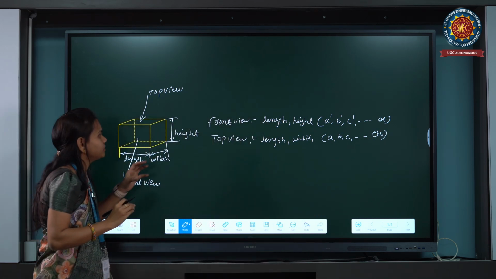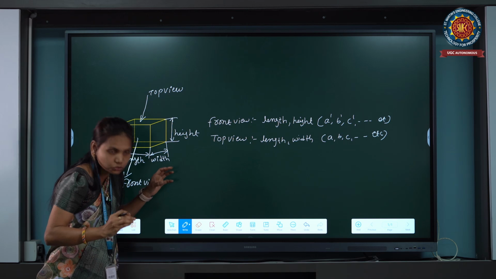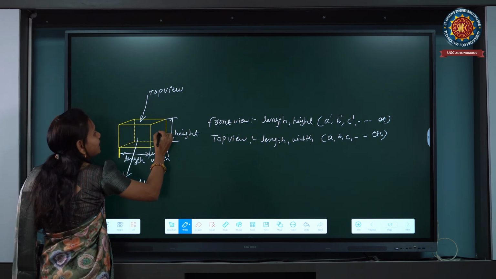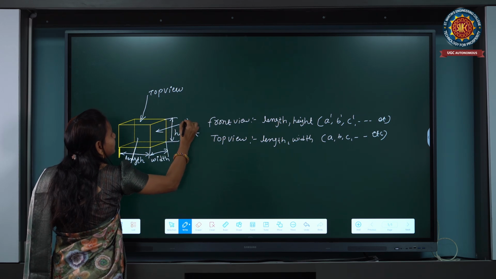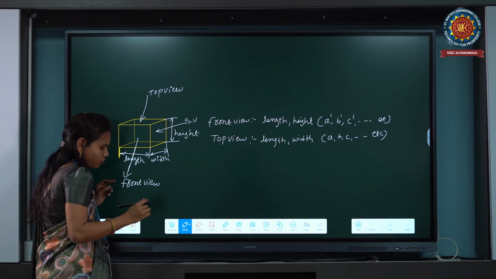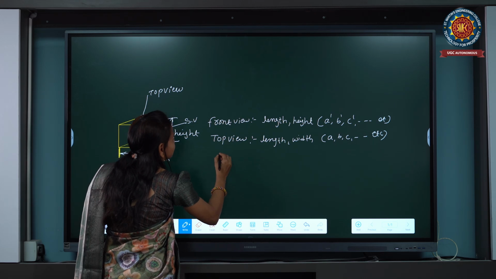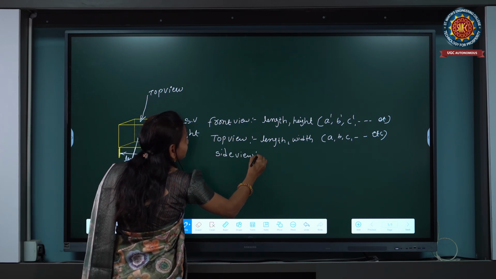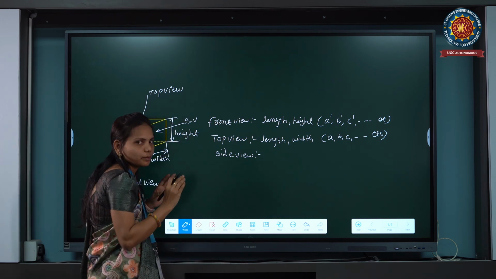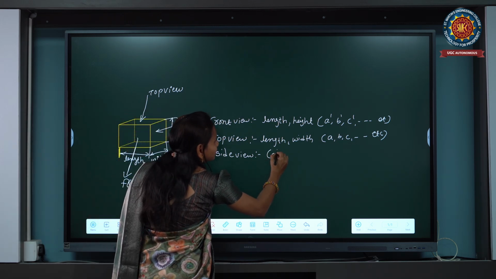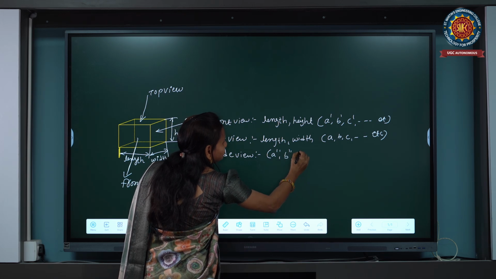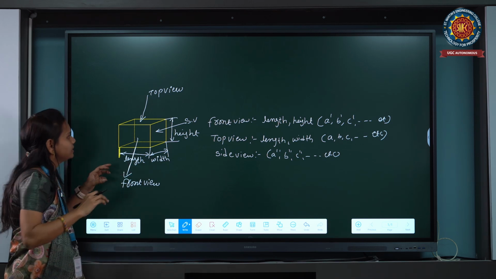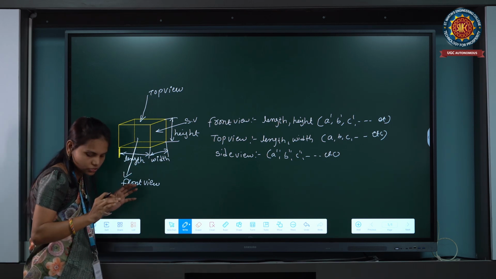Sometimes these two views are not sufficient to give the dimensions of the object. At that time we use the side view. In short form we call it SV, side view. For the side view, the labeling is represented as small letters with double dashes. So this is the introduction to the projections of solids.